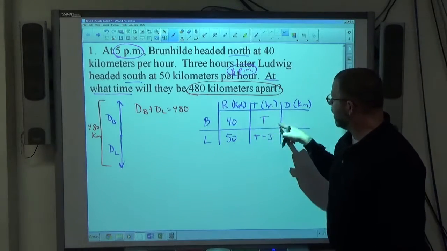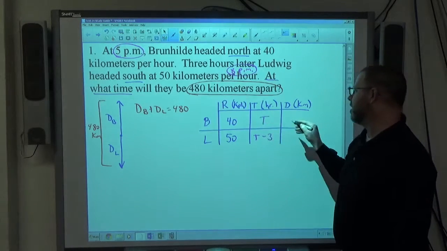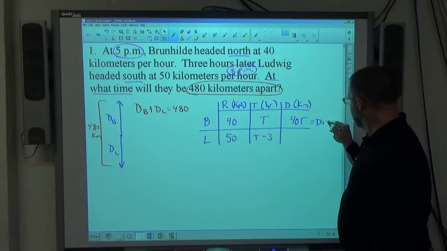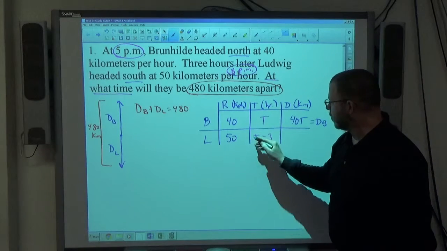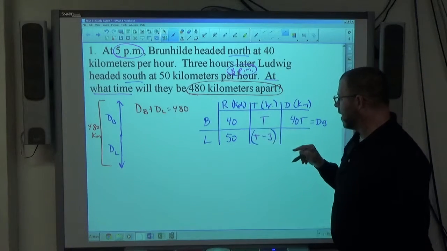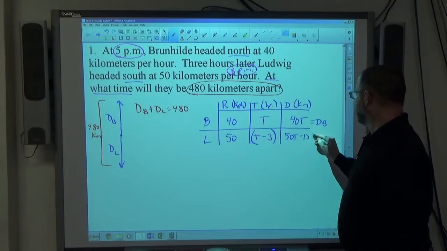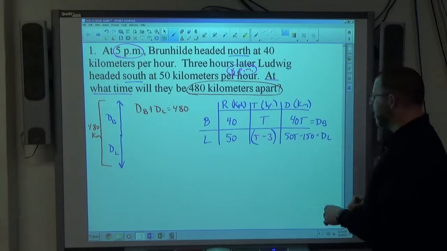So we can see then, if we take Brunhilde's rate times Brunhilde's time, we're going to get 40t for Brunhilde's distance. And if we take Ludwig's rate times Ludwig's time, which is a binomial we have to distribute, we're going to get Ludwig's distance of 50t minus 150. That equals d sub L.